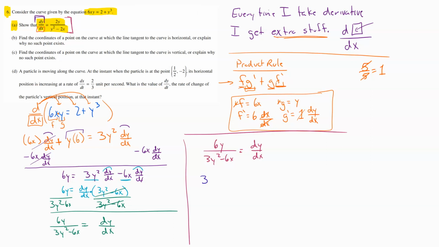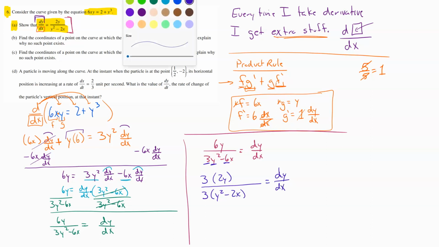So I pull a 3 out of the top here, and that's going to leave me with 2y. I mean, technically you probably wouldn't do that, but this is just to illustrate it for you. Then on the bottom, I've got a 3 in both pieces. I can pull that out. That would leave me a y squared from the front piece. Pulling a 3 out of that 6 is going to leave me with a minus 2x. And all of that still equals dy dx.